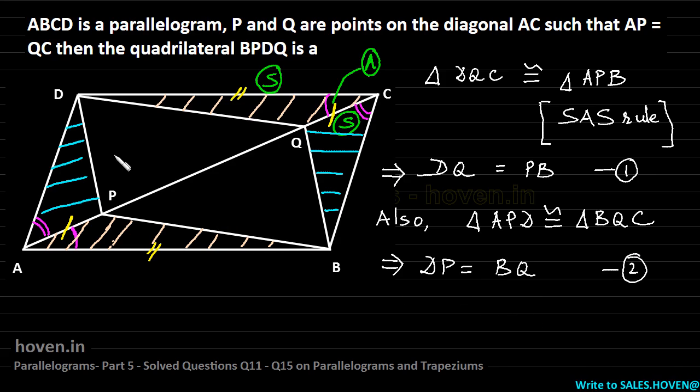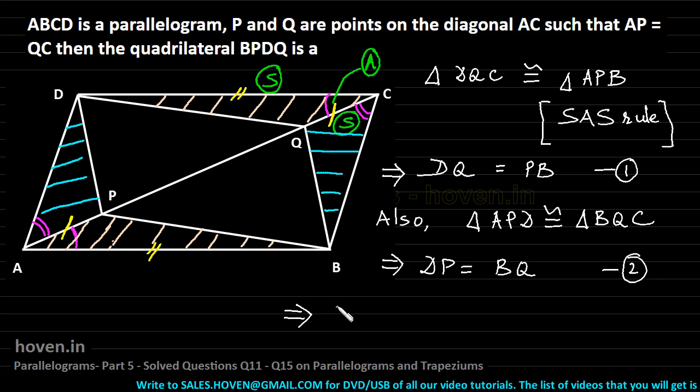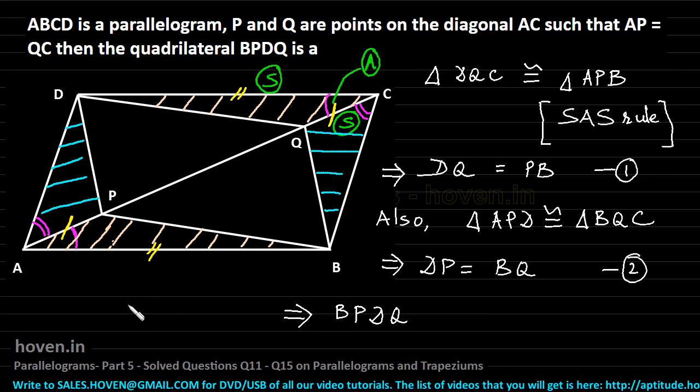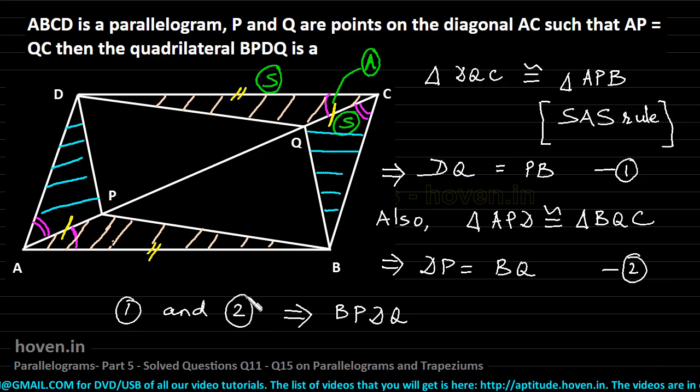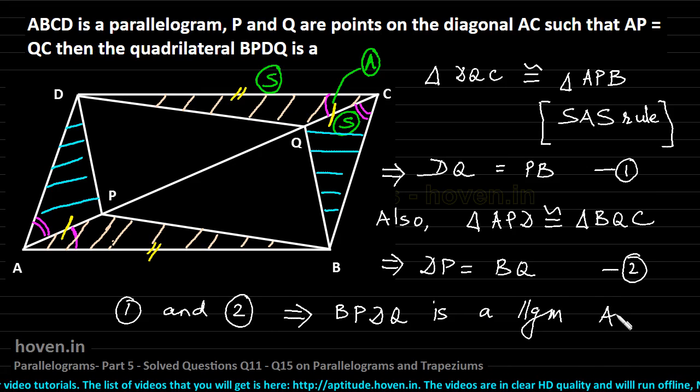So we have established that DPBQ has both pairs of opposite sides equal in measure. So it must be a parallelogram. So I will write 1 and 2 imply that BPDQ is a parallelogram.